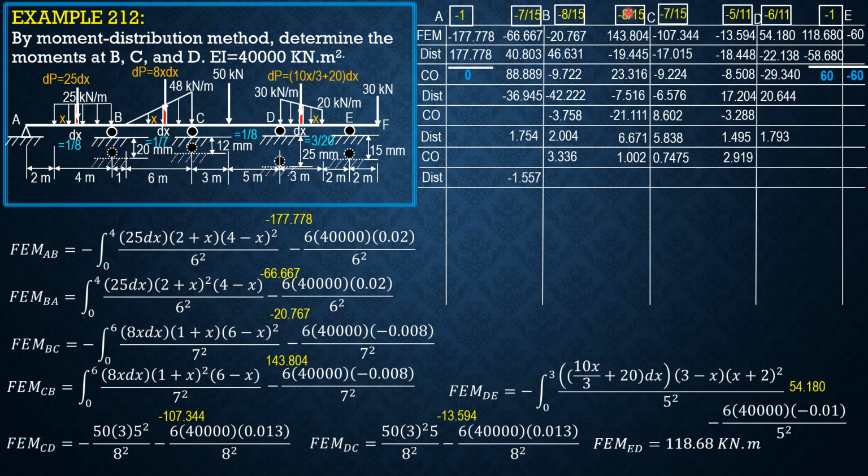Then distribute these unbalanced moments. These are the values. Distribute this negative 0.4082. These are the values. And carry over. So none here, half of 0.8283, half of 0.2489, half of 0.1855, half of 0.7247. Then distribute. Distribute 0.4142 to these distribution factors. Distribute this unbalanced moment to these distribution factors. Distribute 0.3624 to these distribution factors.